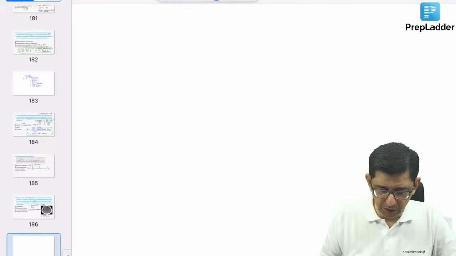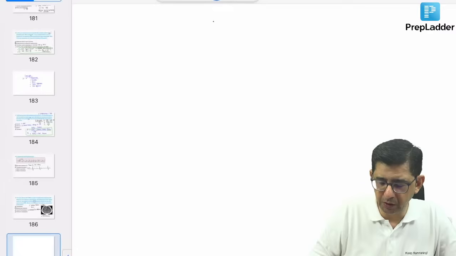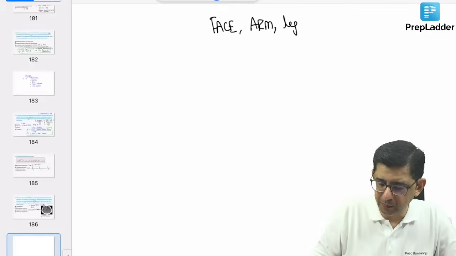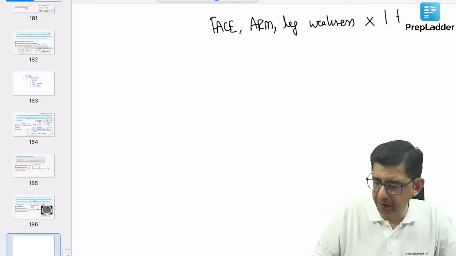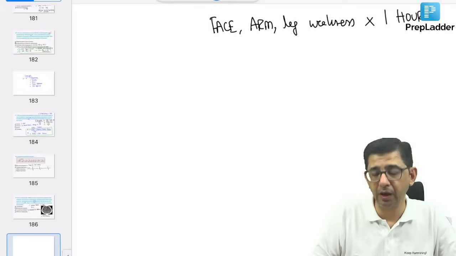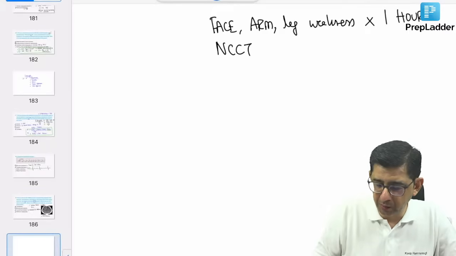Just going ahead, I want to say that if a patient comes with face and arm weakness, and this is the kind of question given, and the history given is 1 hour or 2 hours, and the non-contrast CT head in the patient is normal.